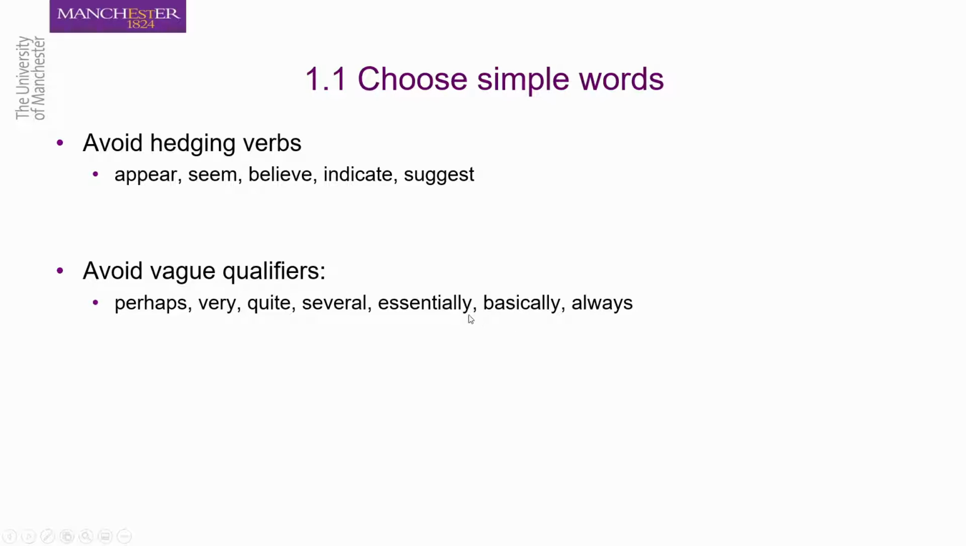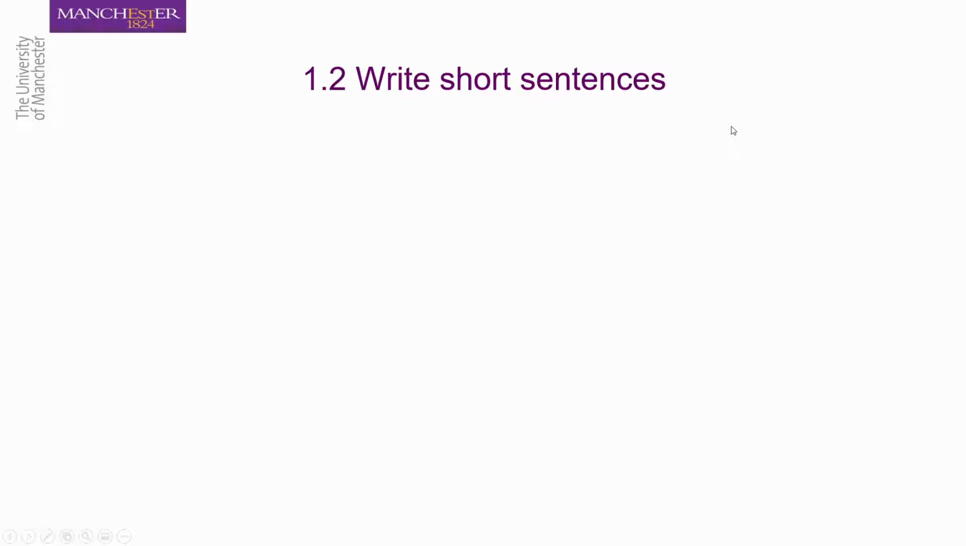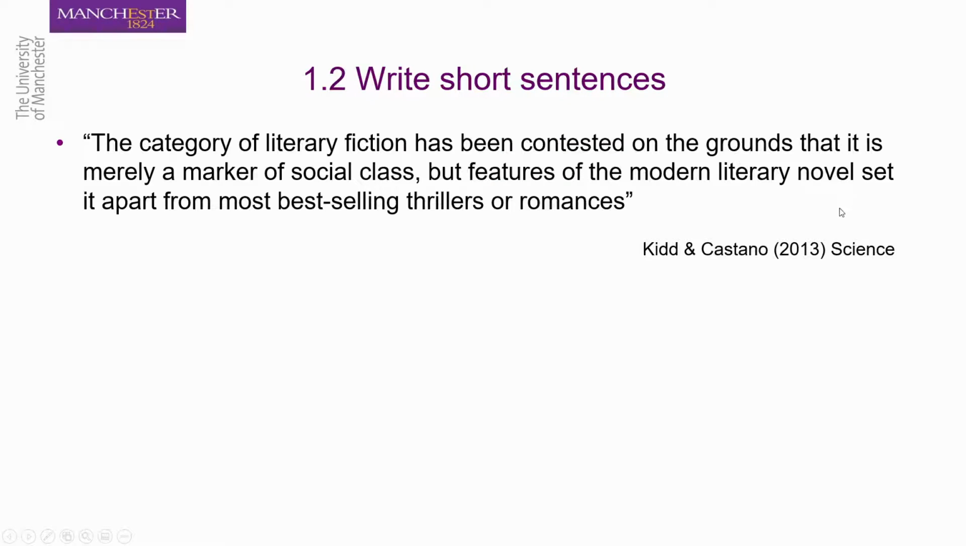Avoid ambiguity, and that's very important. So that's some examples about choosing simple words. And the next technique is about writing short sentences. Now, here I've got an example of what I think is a long sentence.